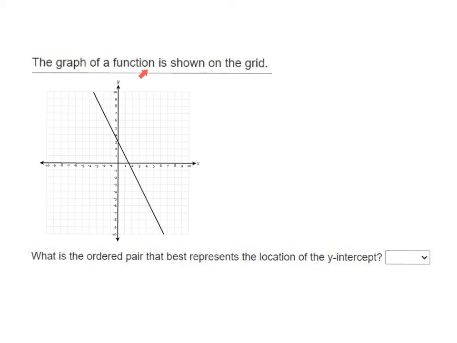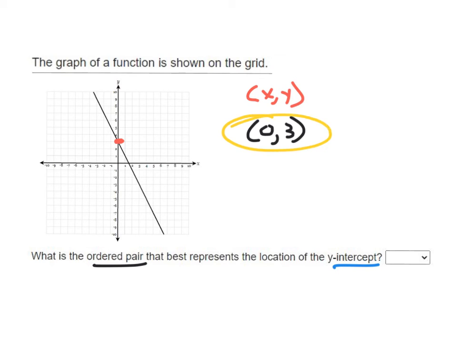All right, the graph of a function is shown on the grid. So you can see this graph on this grid. Hopefully you can tell that it has a negative slope. It's going downhill as we move from left to right. What is the ordered pair that best represents the location of the y-intercept? Remember, the y-intercept is where the graph crosses the y-axis, and you can see here that it is at 1, 2, 3. But remember, an ordered pair always has an x and a y. Specifically, when x is 0, y is at 3. So x is 0, we don't go right or left, and we go up 3, and we see that is where it crosses. So the ordered pair that represents the y-intercept is (0, 3).